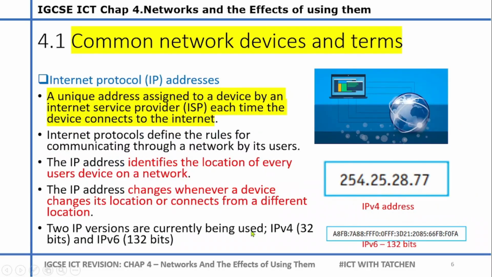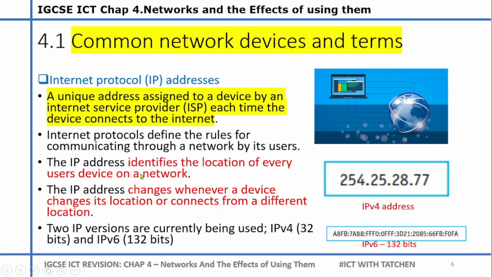Now, another network term we need to look at is Internet Protocol. We already hear IP address. Basically, the IP address is a unique code assigned to a device by an Internet service provider. Whoever is providing Internet services normally assigns your IP address when you connect to the Internet. Protocols are rules which define how users communicate through a network.